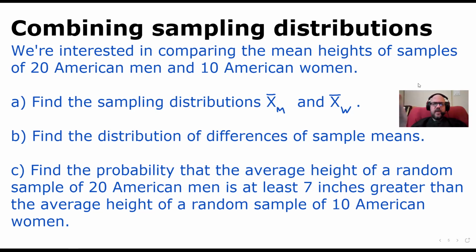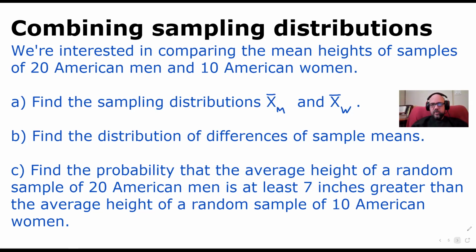In actual practice, if you were doing anything like this, you'd use the same sample size, because it does alter the results just slightly, but not enough that we're going to worry about it too much. I'm only using 20 and 10 to demonstrate that it's fine if you use different sample sizes. So I want to find the sampling distributions X bar M and X bar W, which are just what you think. This is the sampling distribution of the sample mean for men, and this is the sampling distribution of the sample mean for women, right? That's why capital X bar. I know it kind of looks like a little lowercase x bar, but I swear that's capital.